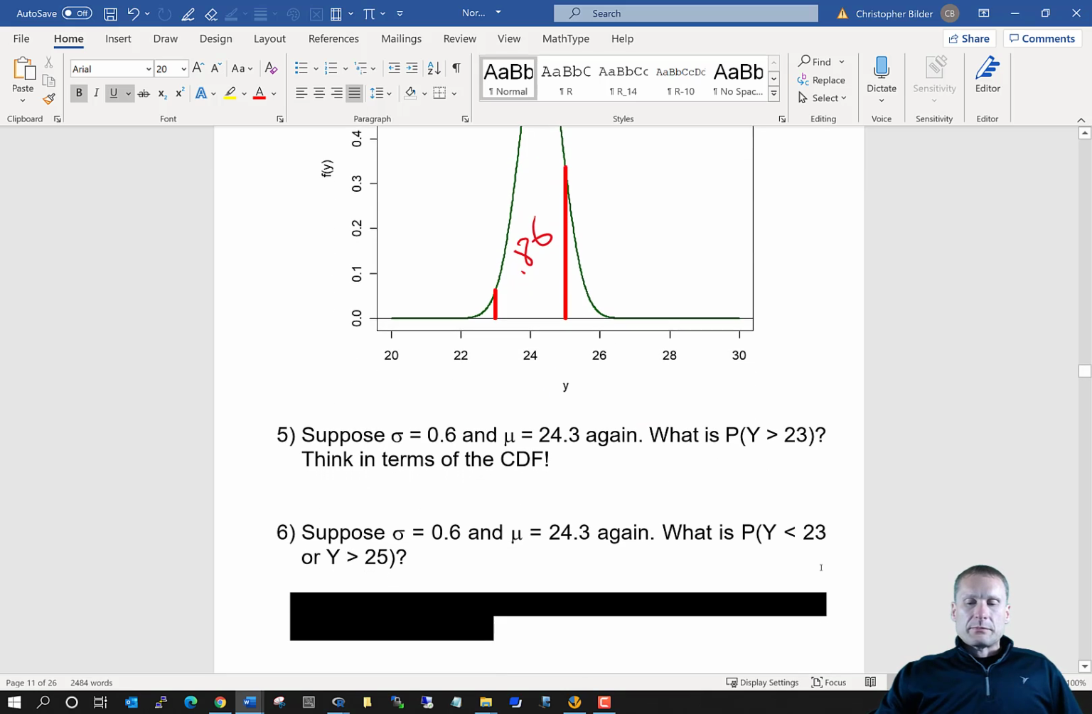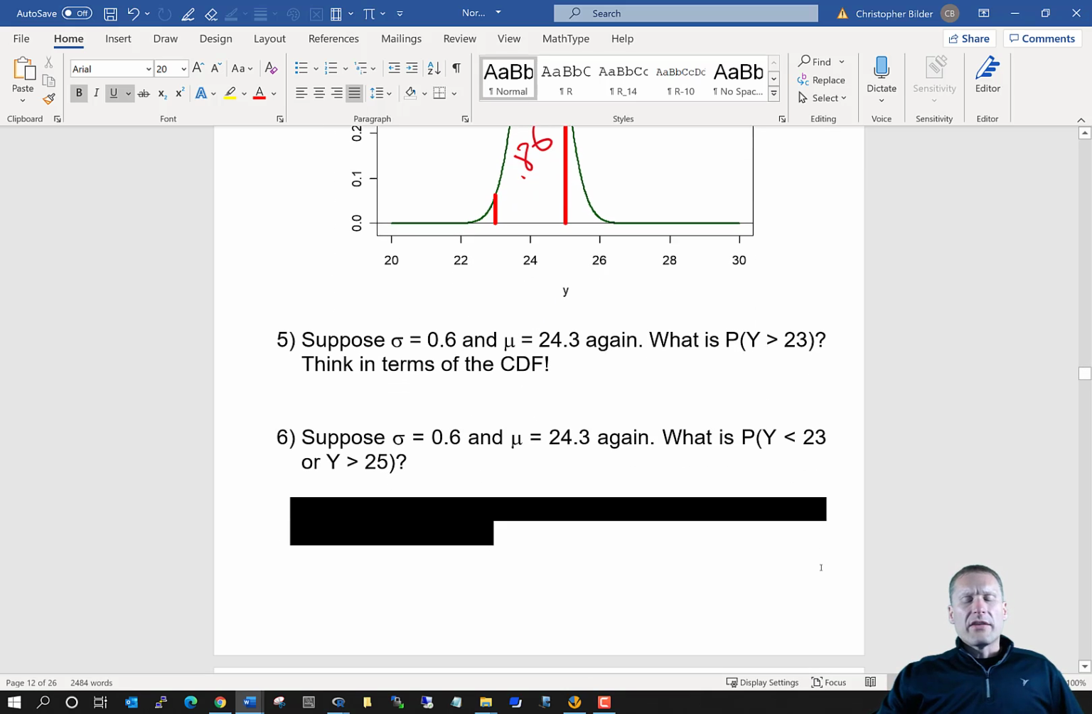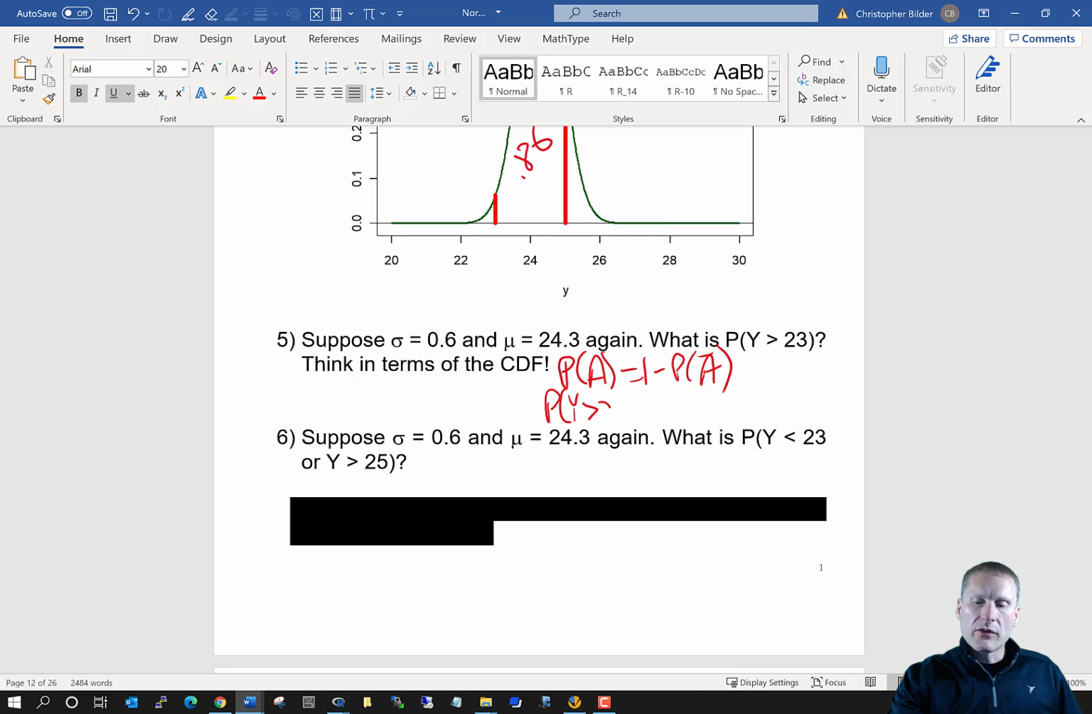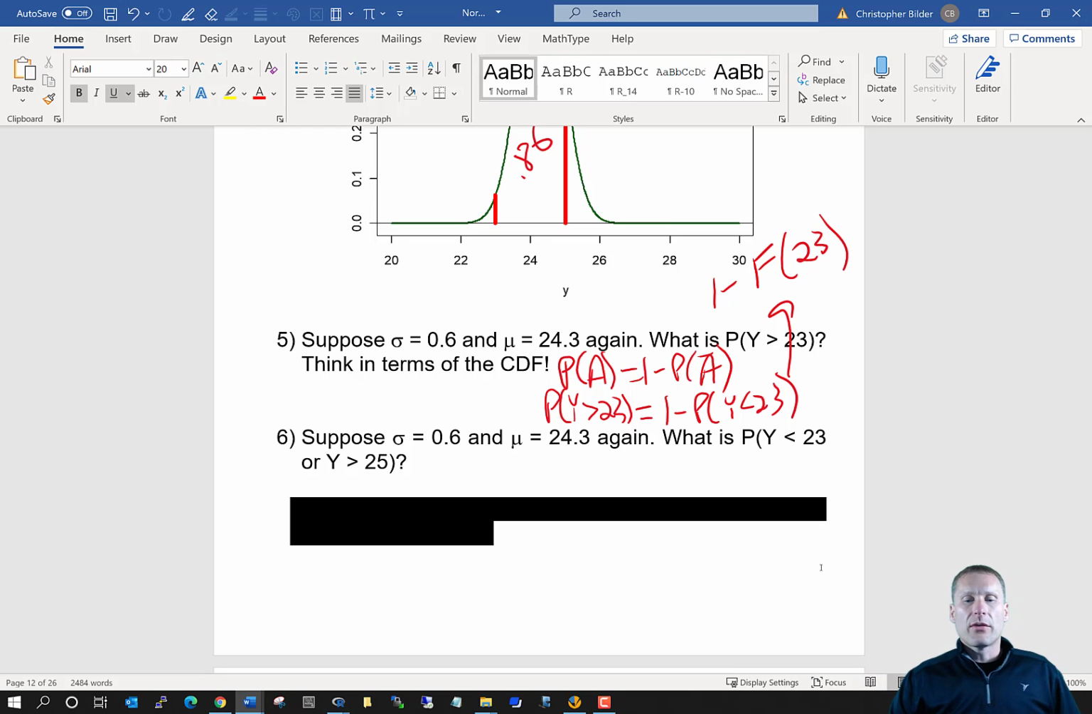Okay, so let's move on. Well, what's the probability now that y is greater than 23? Okay, well, let's think in terms of a complement first. Again, the probability of A is equal to 1 minus the probability of its complement. Here we can think of it as the probability of y is greater than 23 is equal to 1 minus the opposite of it, y is less than 23. Well, what is that particular probability? Well, it's 1 minus the CDF evaluated at 23.